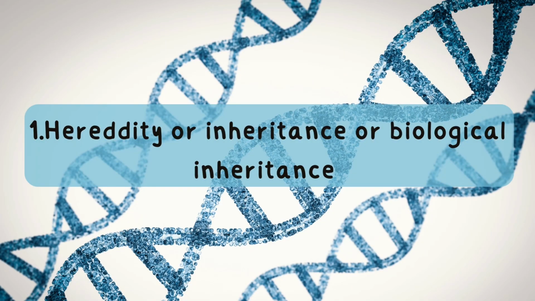Factors affecting human development. The first is heredity, or inheritance, or biological inheritance. It is the passing on of traits from parents to their offspring. Aspects of heredity can be explained by genes, the functional unit of heritable material that are found within all living cells.